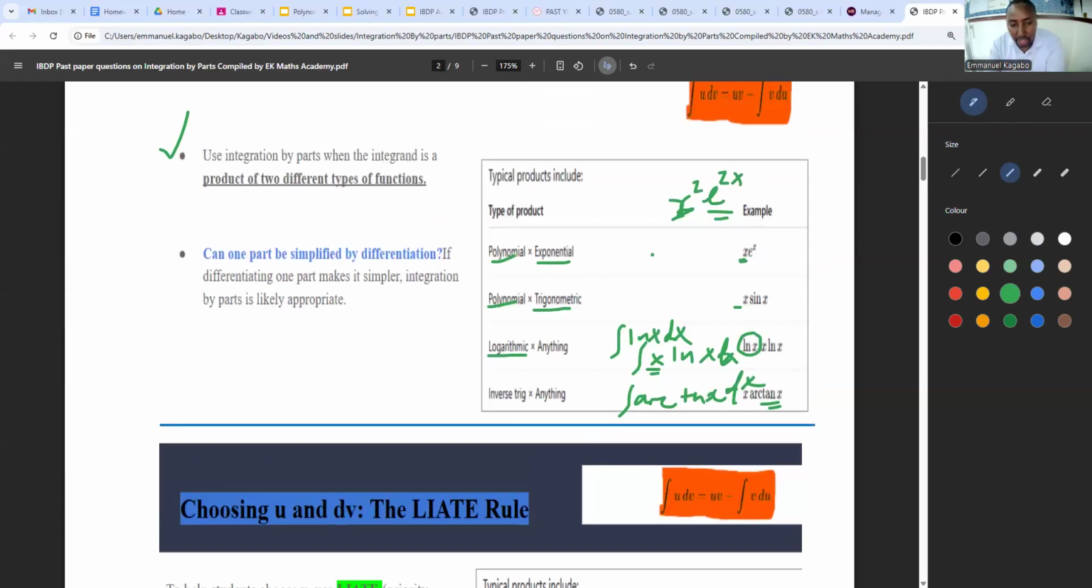So when do we use it? We use it when we are multiplying two functions. Do you understand, guys? Very good. That's point number one.